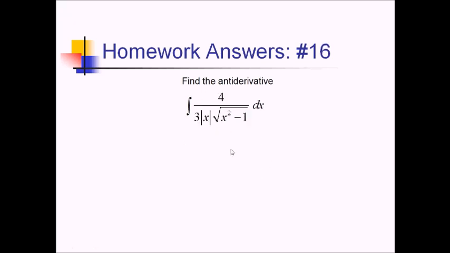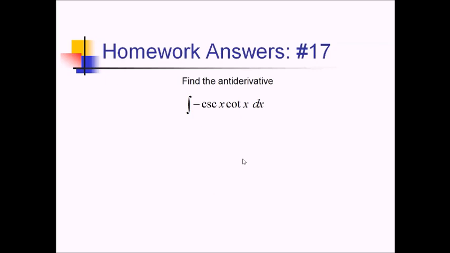For number 16, we're taking the antiderivative of 4 over this mess down here. Now this is a little bit easier if you remember that the derivative of arc secant is 1 over absolute value of x times square root of x squared minus 1. So this is really just 4/3 times the derivative of arc secant. So the antiderivative then will be 4/3 arc secant plus c.